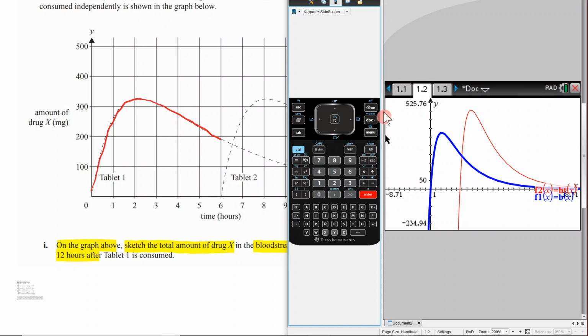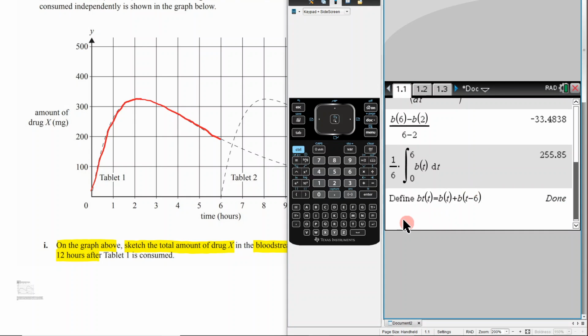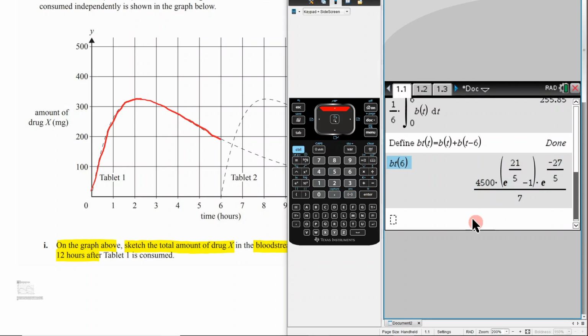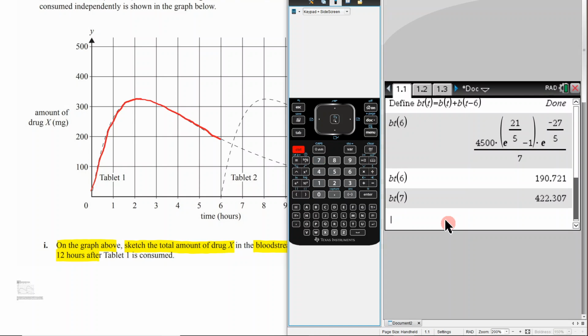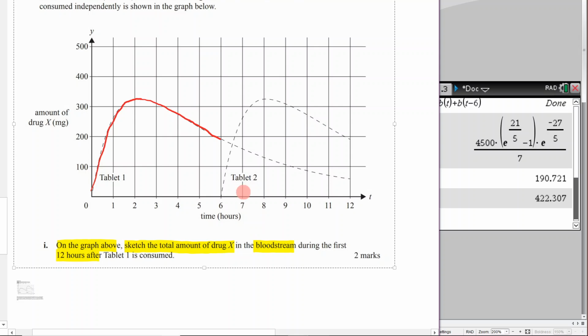All right, so now I need some points. I know that when B of T is equal to 6, it's simply going to be at this point right here. So 100, and I need to go Control Enter, 190, good. What happens when it is 7? Remember, Control Enter to get that. It's going to be 422. So 422 would take me somewhere around here. I'm taking that point, adding them together, which is getting me there.